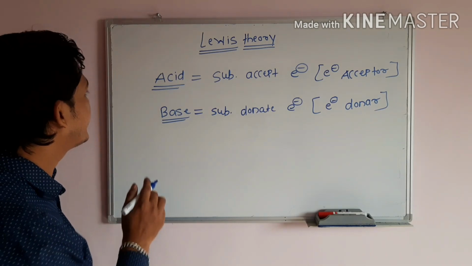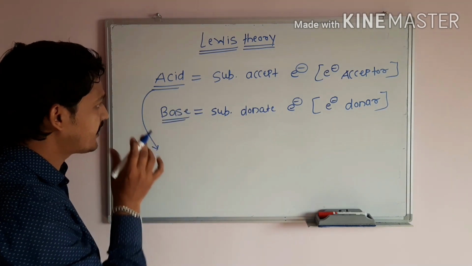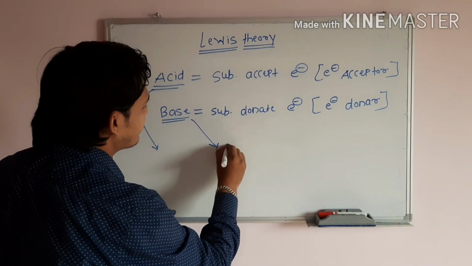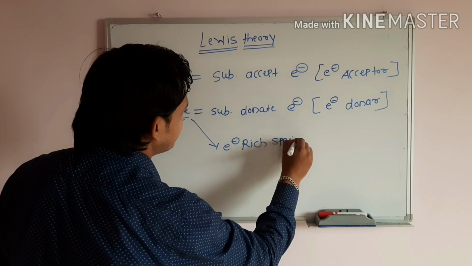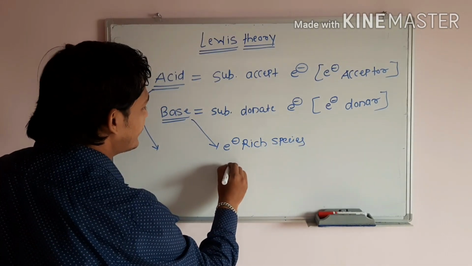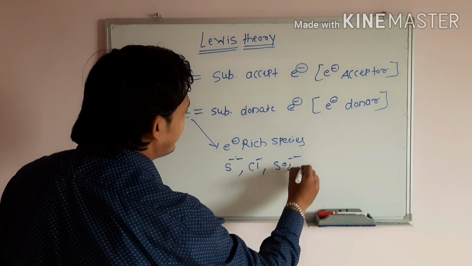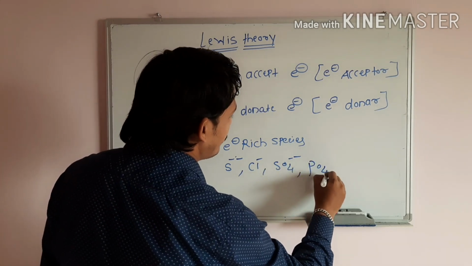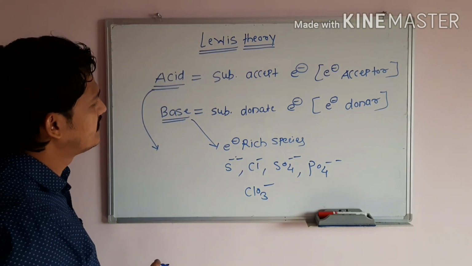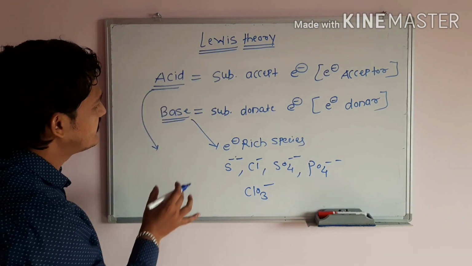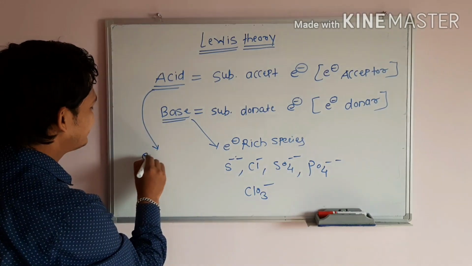Now, in the last video lecture, we discussed the detailed concept of a base. A base is an electron rich species. Remember that. Electron rich species, for example S minus minus, Cl minus, SO4 minus minus, PO4 minus minus, ClO3 minus. So what is the concept of an acid from this point of view? It is an electron deficient species.